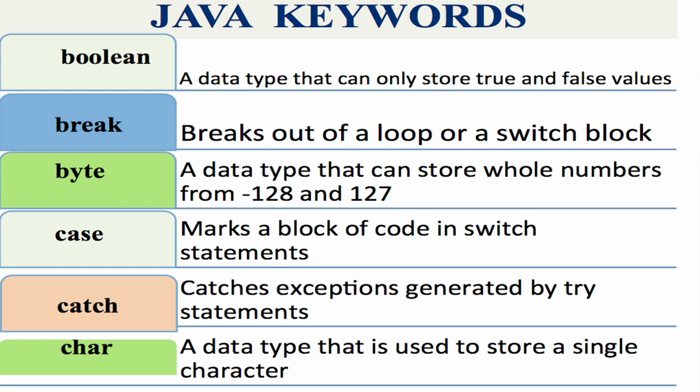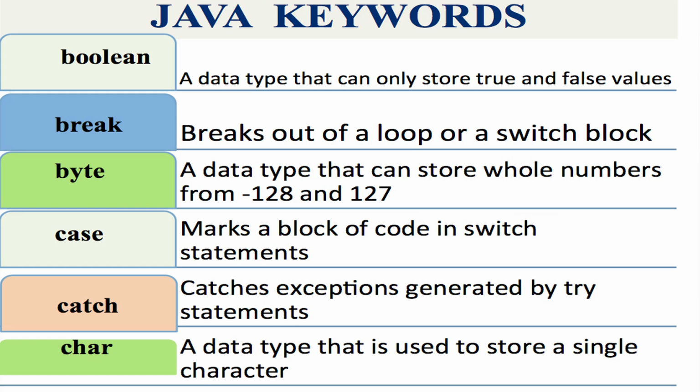Case is used with the switch case statement, and marks a block of code in a switch statement. Catch is related to exception handling. It catches exceptions generated by a try statement. After try we have to use catch. If any error occurs under the try block, it will be caught by the catch block.